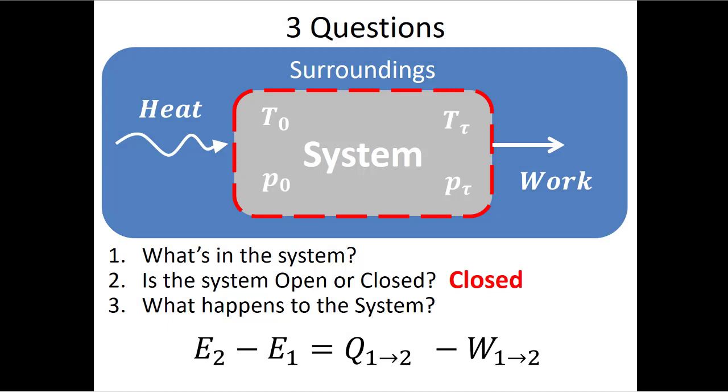Then the third question we have to ask is, what happens to the system? So as I move between my two state points here at time 0 and time tau, how is energy transferred? What percentage or how much of the energy transfer is due to heat and how much is due to work?